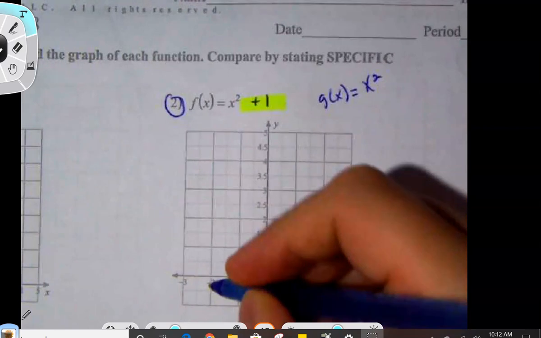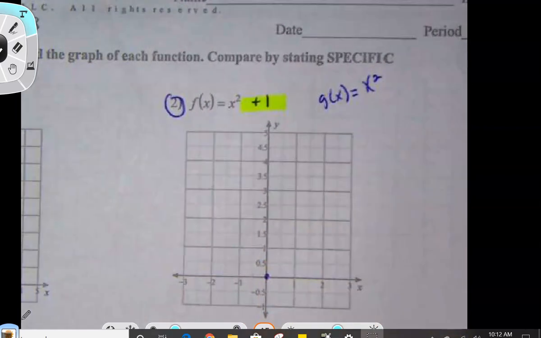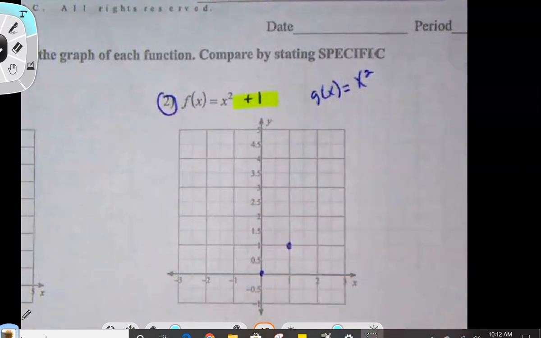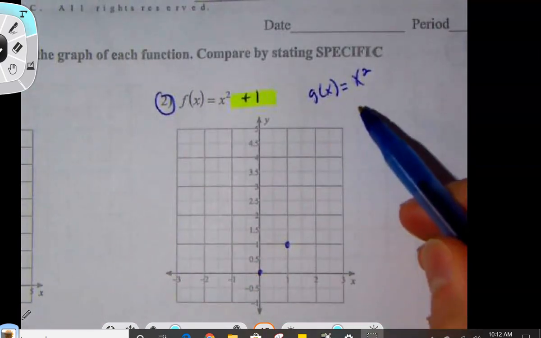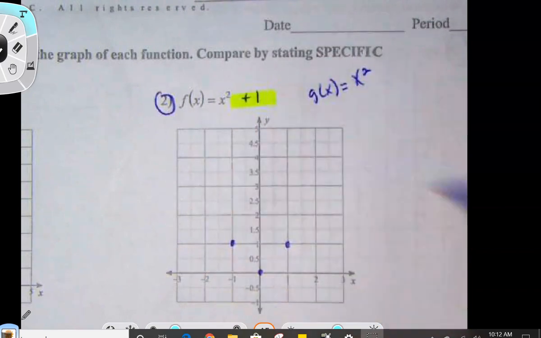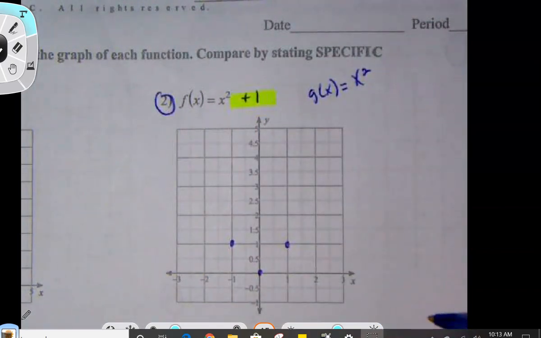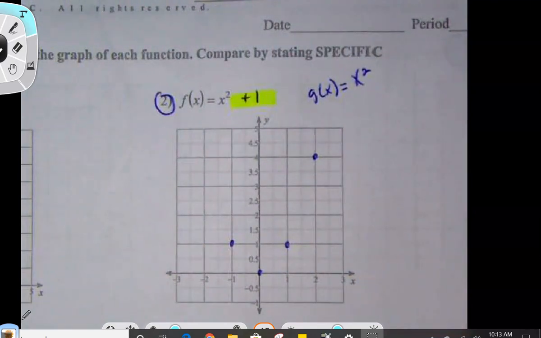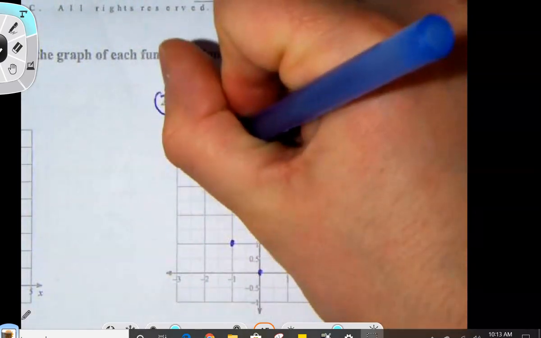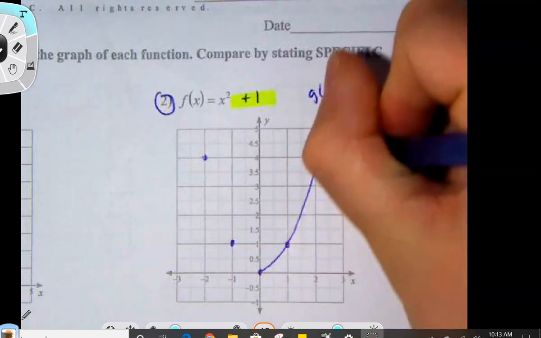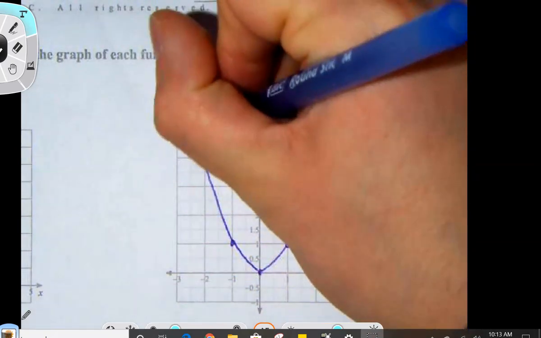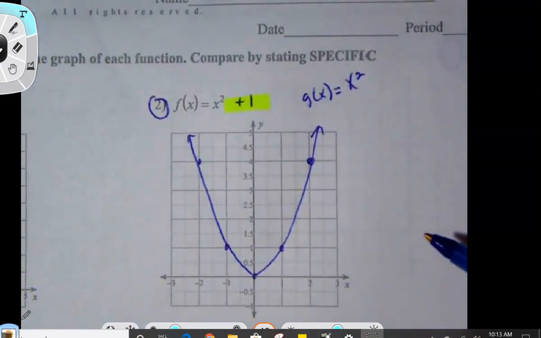If I plug in 0, I get out 0, so 0, 0 is part of our parent function. If I plug in 1, 1 squared is 1, so 1, 1 is part of our parent function. Negative 1 squared is positive 1, so we get negative 1, 1, and then if I plug in 2, 2 squared is 4, so 2, 4 is a point for our parent function, and then we also have negative 2, 4. So this right here is our parent function, so we should have that graphed on all of these on the first page, because in the directions it specifically says to graph the parent function.